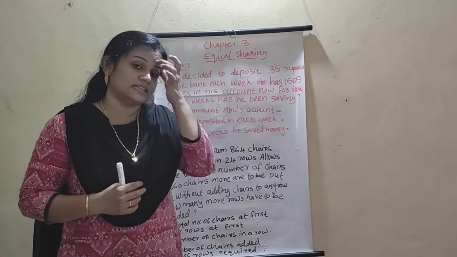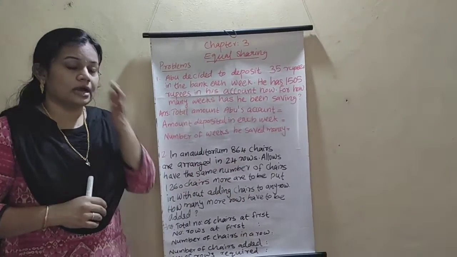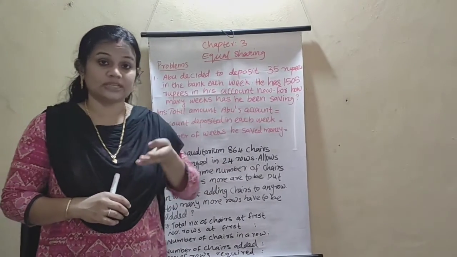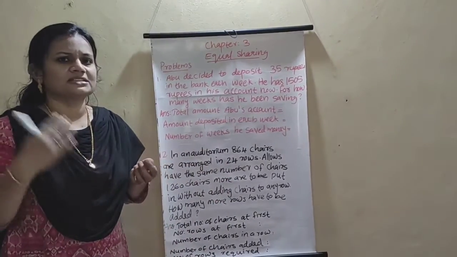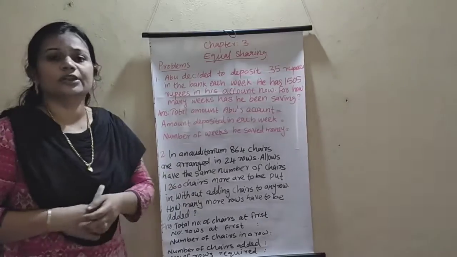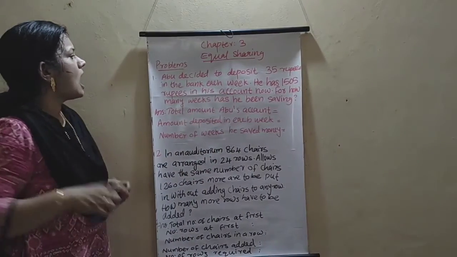In the last class we discussed the third chapter, equal sharing. Now we are doing 4-digit and 2-digit division. One problem was learned in the last class, and we are continuing with the same word problems. What is the first problem?